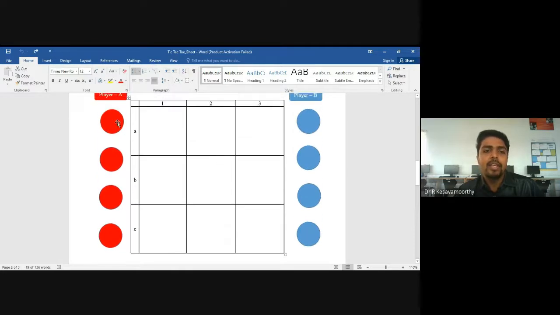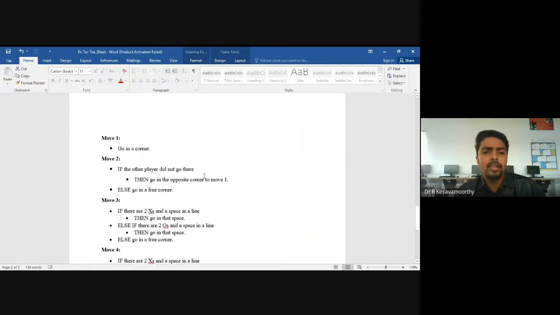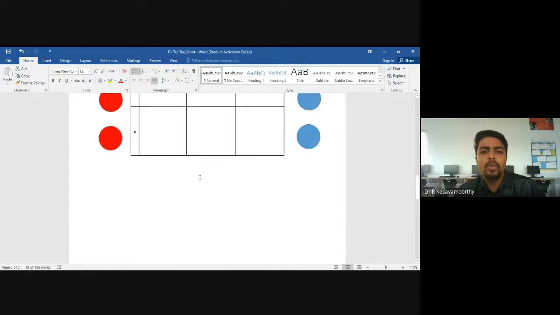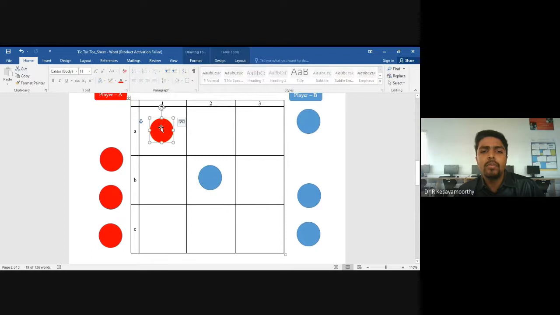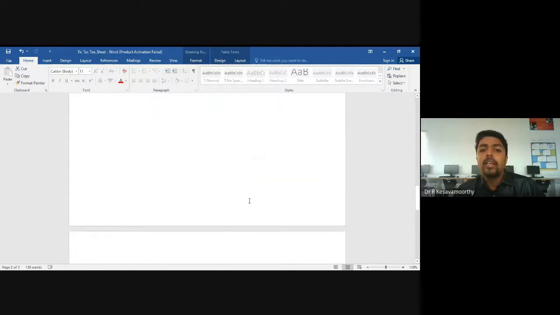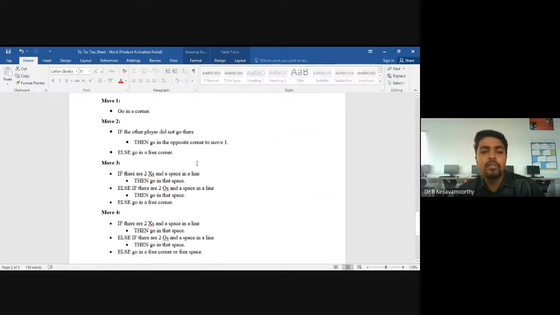Herein, player A starts here, and wherever player B goes, what is the second instruction? Second move: if the other player did not go there, then go in the opposite corner to move one. What is the opposite corner to move one? This is my move one, so the opposite corner will be this. This will be my second move. If this place is already occupied by player B, I have to go to some other corner. That is what is very clearly given in this instruction.